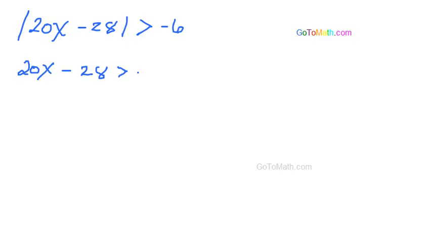Okay, so we drop the absolute value bars and then solve for x. Now remember, this is pointing to the right, and that means or. So we've got to keep that in mind. Rewrite over here, 20x minus 28. This time we're going to flip, multiply by a negative, so that becomes positive 6.